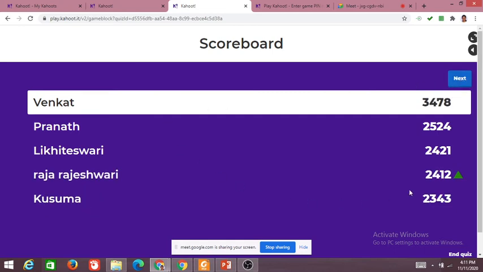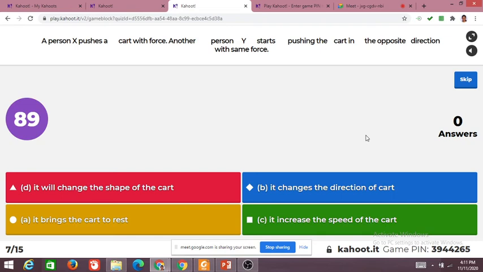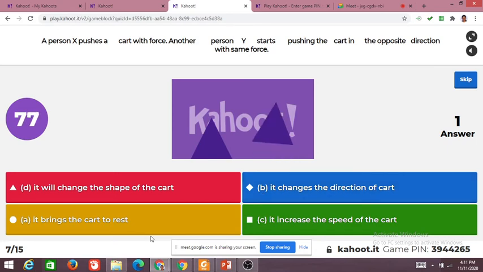Scoreboard is nothing but I can see your scores now. The question: A person X pushes a cart with force. Another person Y starts pushing the cart in the opposite direction with the same force. So what will happen? Red, it will change the shape of the cart. Blue, it changes the direction of the cart. Yellow, it brings the cart to rest. And green, it increases the speed of the cart.